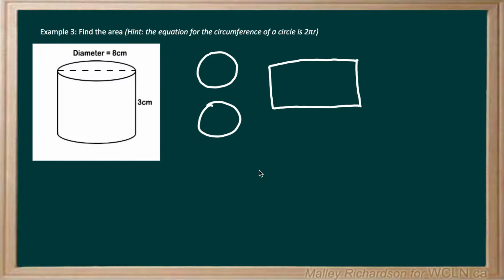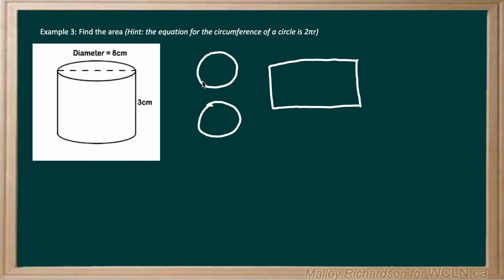For example 3, we want to find the area of the given surface below. This question also gives us a hint telling us the equation for the circumference of a circle is 2 pi r. Because this object is a three-dimensional object, we have to break it down and find the area of each individual face. So on the right, I've done the top and bottom areas, and then the side area.